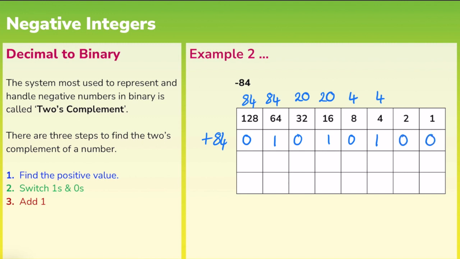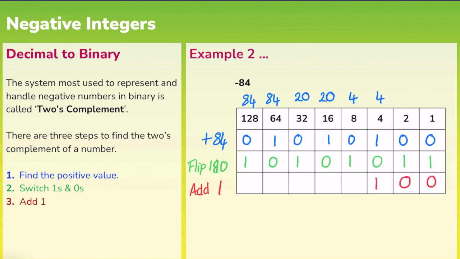So positive 84 in 8-bit binary is 01010100. Our next step is to flip the ones and the zeros. So this means any 0 becomes a 1 and any 1 becomes a 0. So if flipped, we now have 10101011. Our last step is to add 1.